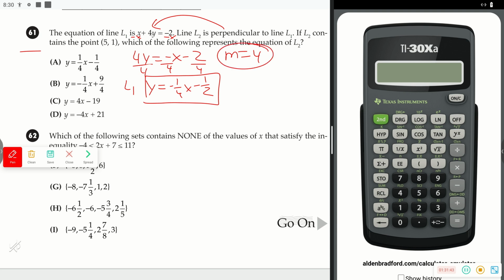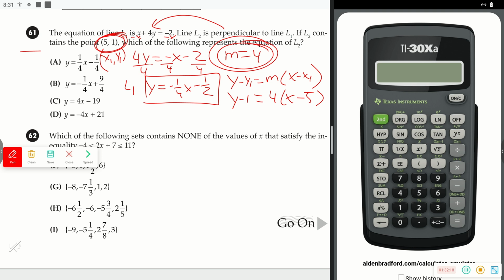And our line, L2, passes through this point. So we have a point and we have a slope. If we have a point and a slope, we're going to use point-slope form, which is y minus y1 equals m times x minus x1. Now we just plug in the values. This is, of course, x1, comma, y1. So we're going to do y minus 1 equals 4 times x minus 5.